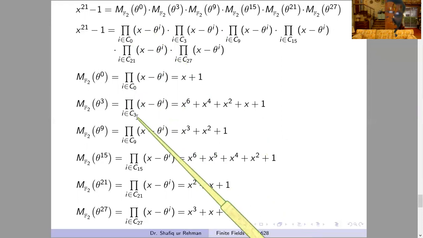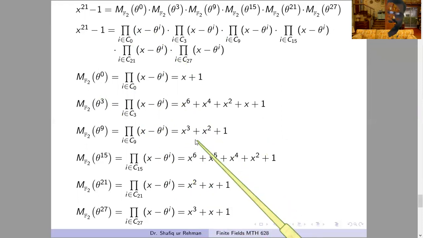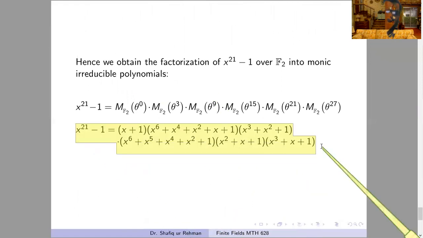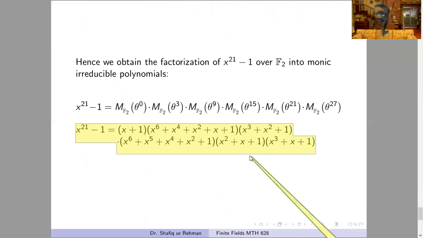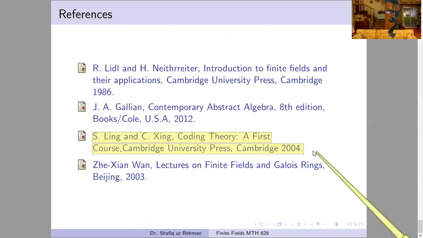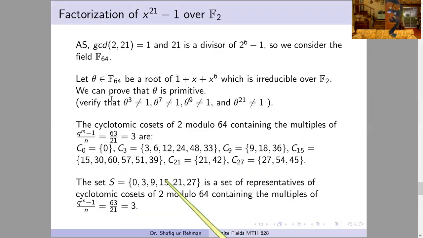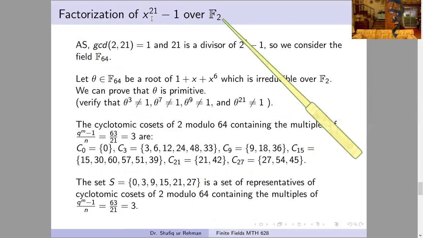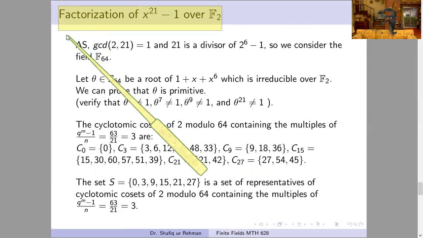Then we compute these minimal polynomials by using those cyclotomic cosets, and this calculation is an exercise for you to verify, and in this way we will obtain this factorization of x power 21 minus 1 over the field f2. Yes, and I have taken these examples from this book. The two examples I mentioned here are taken from this book also. The theorem and corollary are also taken from this book. And notice that this type of factorization is very helpful for the study of cyclic codes over finite fields. You can see the topic of cyclic codes over finite fields in the book.